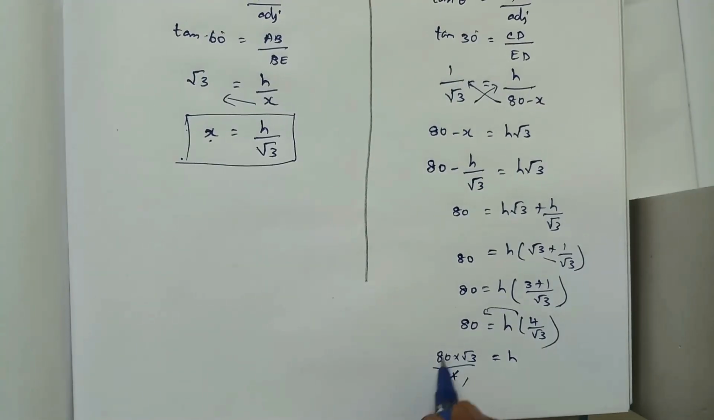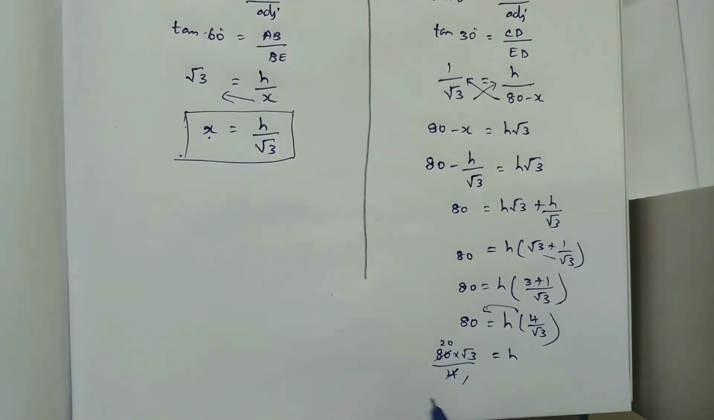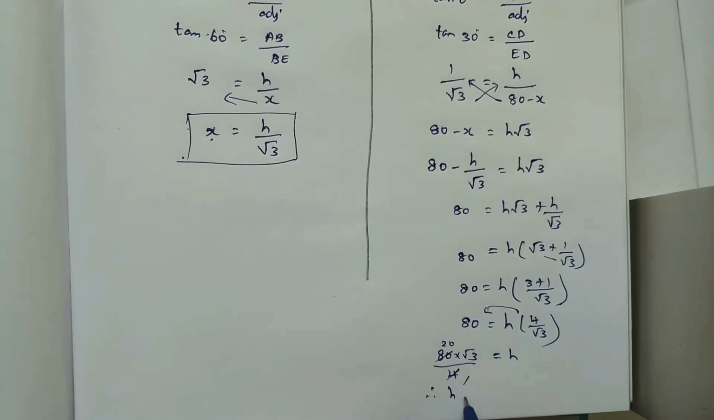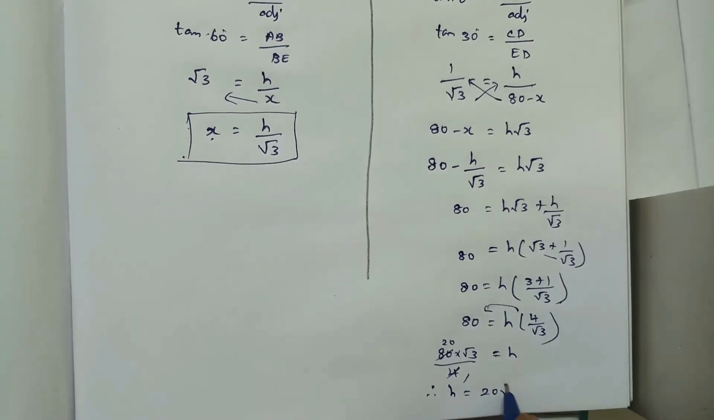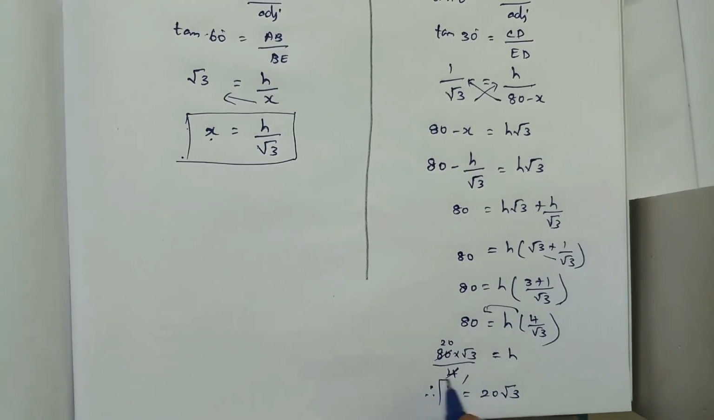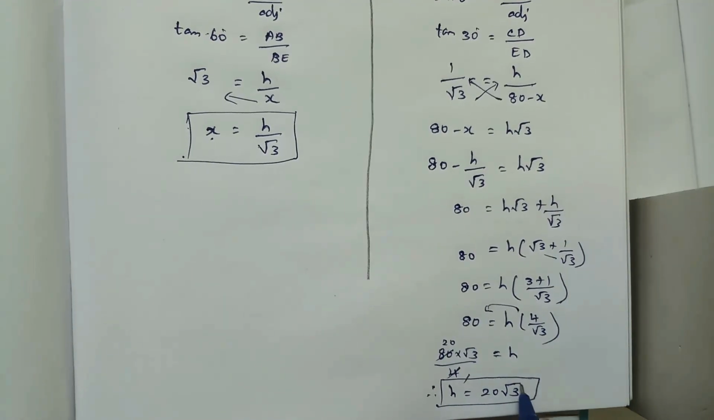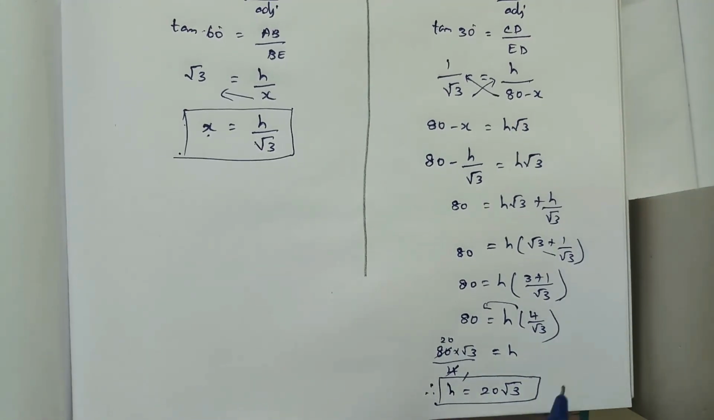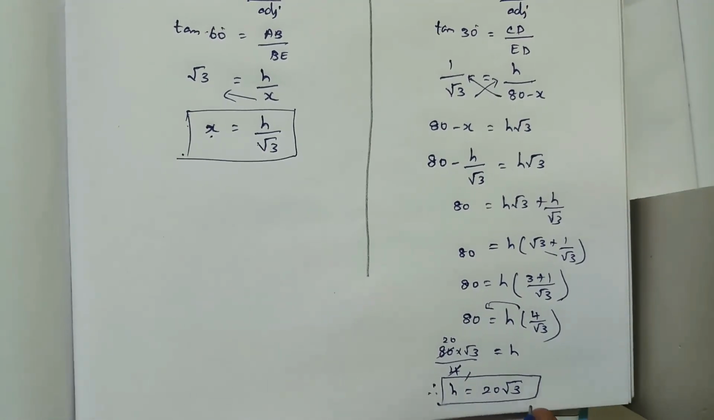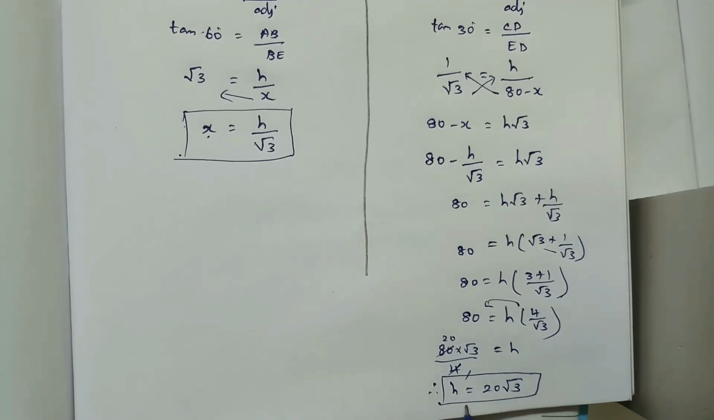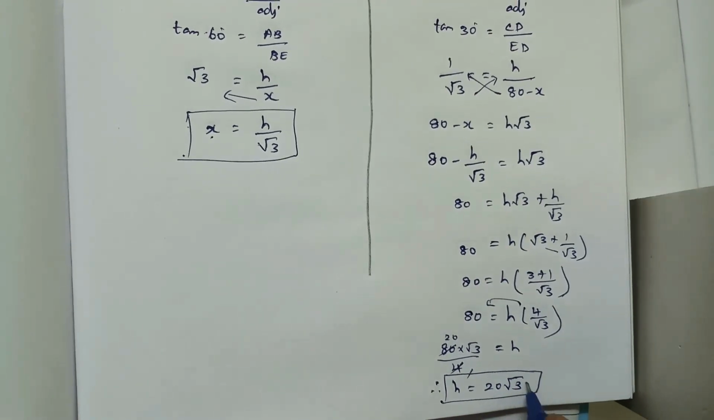Simplify, 1 times, 20 times. Therefore, H is equal to 20 root 3 meter. They have not asked you to substitute the value of root 3, so you can stop here itself. Therefore, the height of the two poles is nothing but 20 root 3 meter.